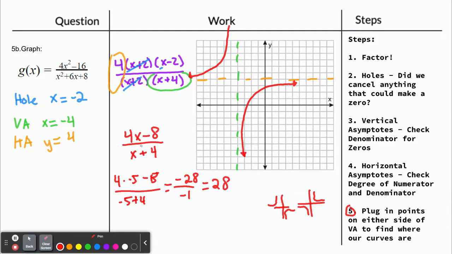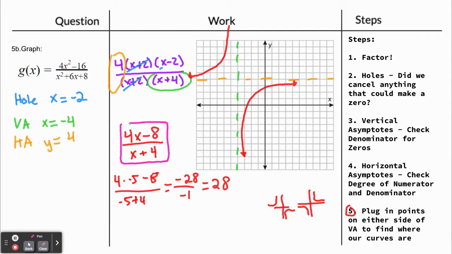If we were looking for something a little bit more specific, what we could do is divide these two. So let's go ahead and do that in purple here, or pink. So if we were to divide this, we could turn this into transformation form pretty easily. So x plus 4 into 4x minus 8. So when we divide here, we get -24 over x plus 4 plus 4.